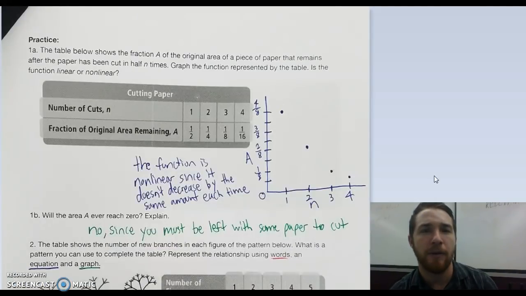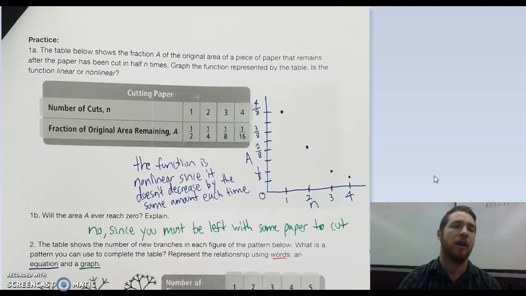And if I look at that first example, try and tell what kind of graph that is. A table below shows the fraction A of the original area of a piece of paper that remains after the paper has been cut in half n times. So basically what this question is saying, I start with a piece of paper, cut it in half, keep cutting it in half over and over again, and I can see what kind of paper I'm going to have left after those cuts. So if I want to graph that function represented by the table, we're also going to have to decide if that graph is linear or nonlinear. And the first thing you want to start with when you're graphing this, you have to be really careful about your spacing.